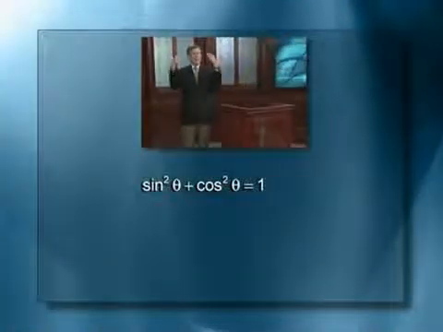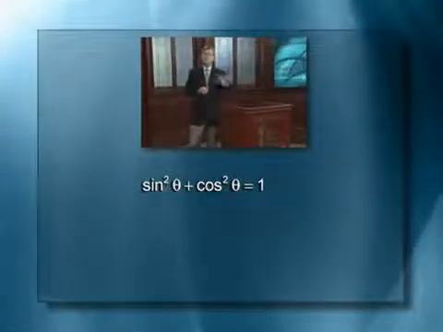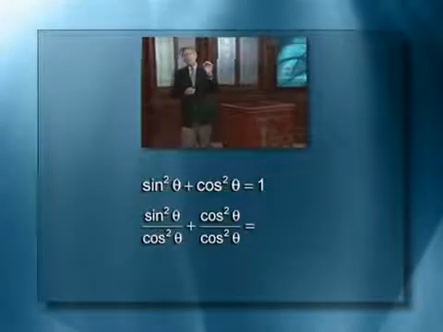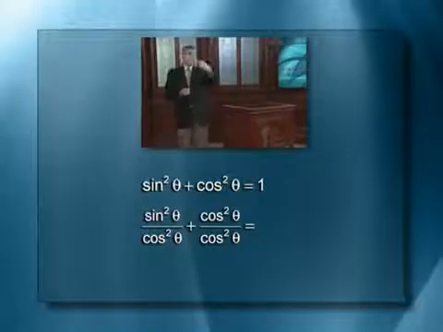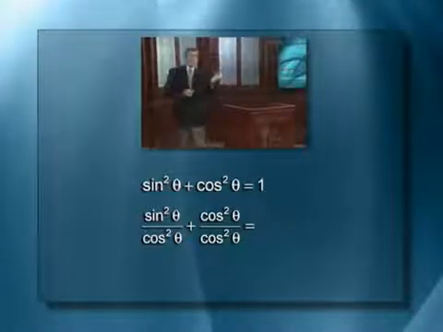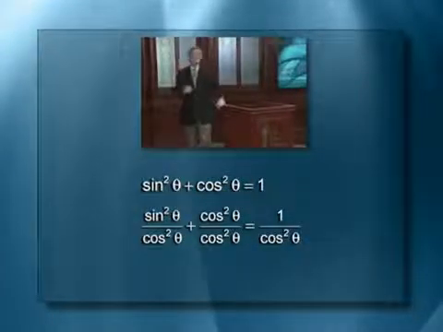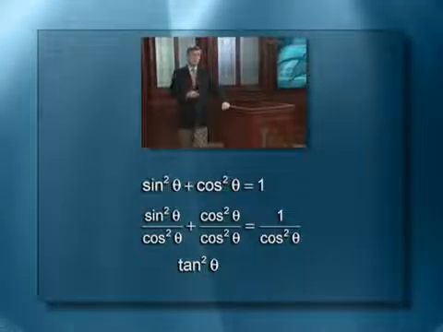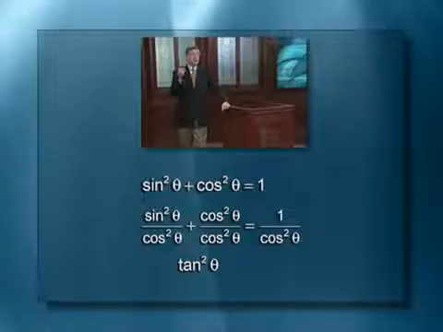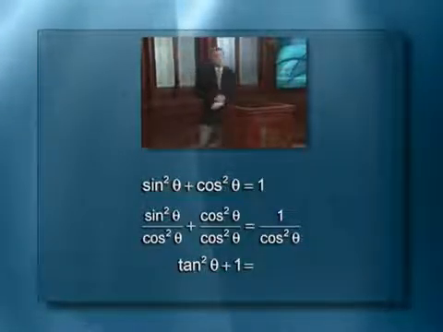Here's what you do. Start with the original identity and divide both sides by cosine squared. Okay, so on the left you'll have sine squared theta divided by cosine squared theta plus cosine squared theta divided by cosine squared theta. And on the other side you have 1 over cosine squared theta. All right, simplify. What's sine over cosine? Tangent. So the first term is tangent squared theta. How about cosine squared over cosine squared? Duh, that's 1. And how about 1 over cosine squared?